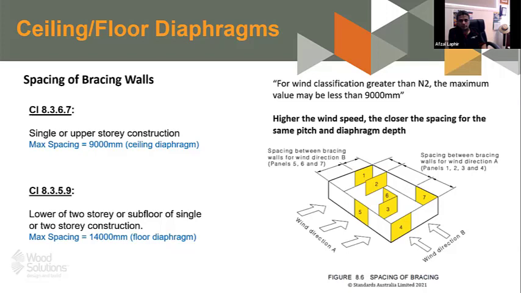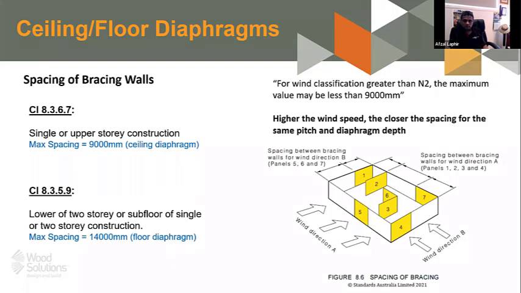So we know for the diaphragm to be effective, the bracing walls must be spaced within the limit provided in the code. Now, the code provides simple rules for spacing. This is given as a function of its stiffness, which is the ceiling versus floor. The ceiling diaphragm stiffness is much higher than wall stiffness, and therefore they can span more for the same depth.